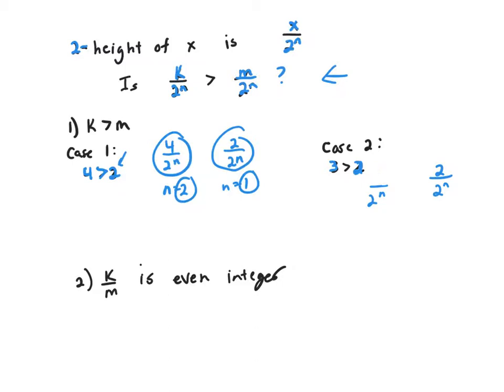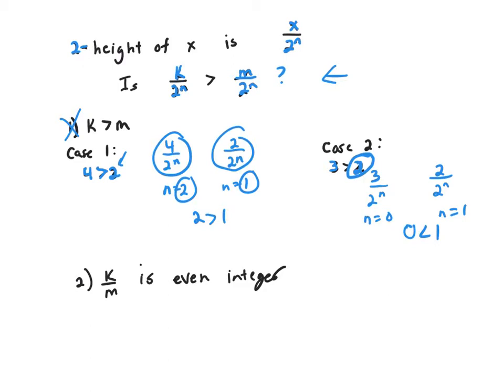Okay, so I'm letting k be 3. Sorry about that. K be 3. So that's going to be 3 over 2 to the n. Well, 2 doesn't go into 3, so we're going to let n be 0 because 2 to the 0 is 1. And now we're going to let m be 2. So that's 2 over 2 to the n, and that gives me n equal 1. And 0 is less than 1. And over here, I got 2 is greater than 1. So I got conflicting cases. So clue 1 doesn't work.